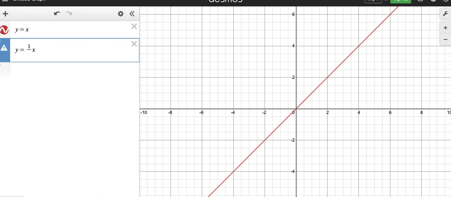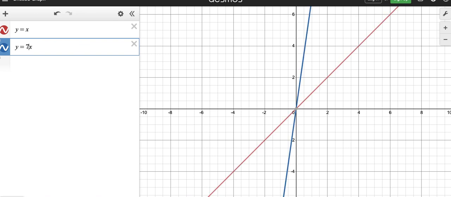Okay, let's make that 1/7. Now I see it went even lower. It is getting closer and closer to the x-axis. So when my slope is a fraction between 0 and 1, it gets closer to the x-axis. Whereas if it's greater than 1, I see it's getting closer and closer to the y-axis.